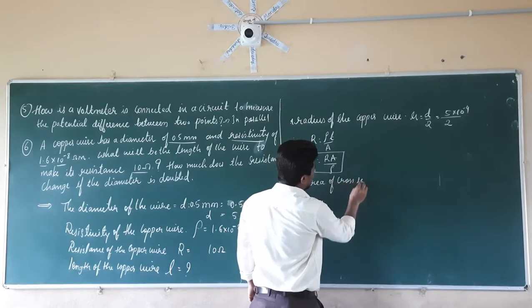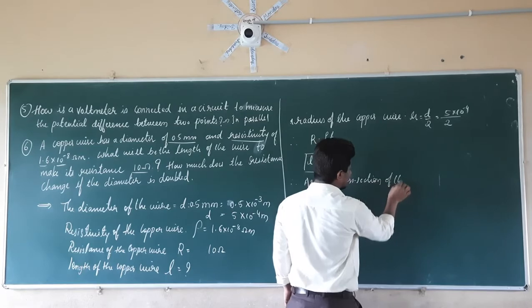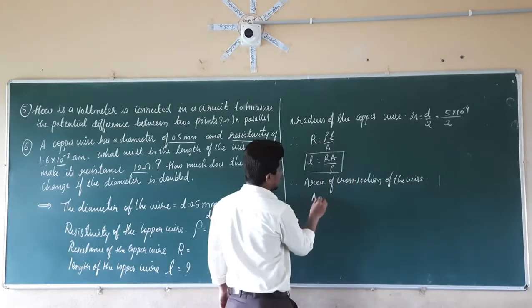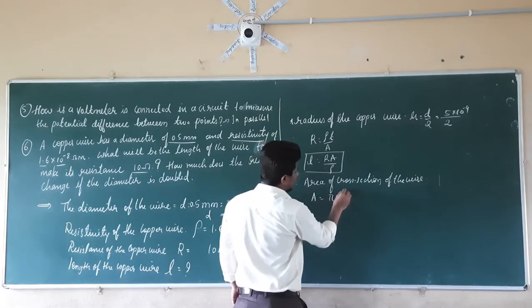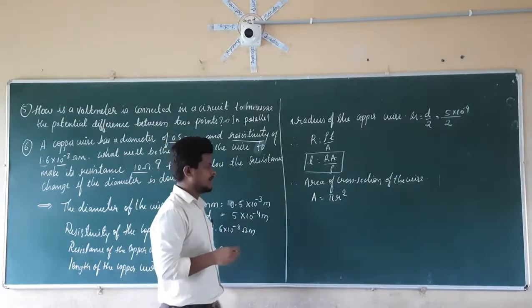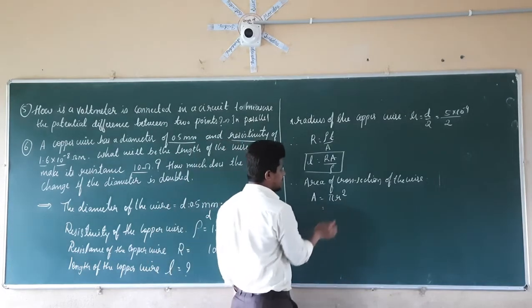Therefore, the area of cross section of the wire is A equal to pi R square. We know the formula for the area of cross section, that is nothing but pi R square. So it is equal to, what is the value of pi here?